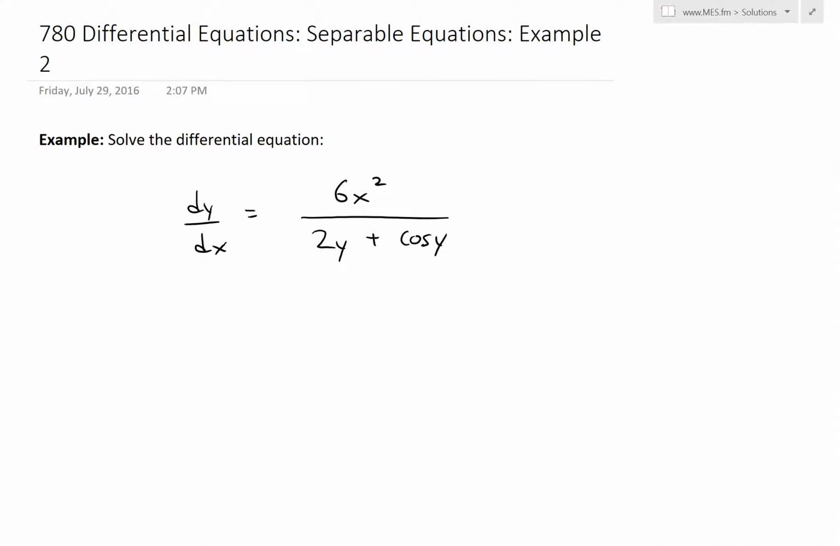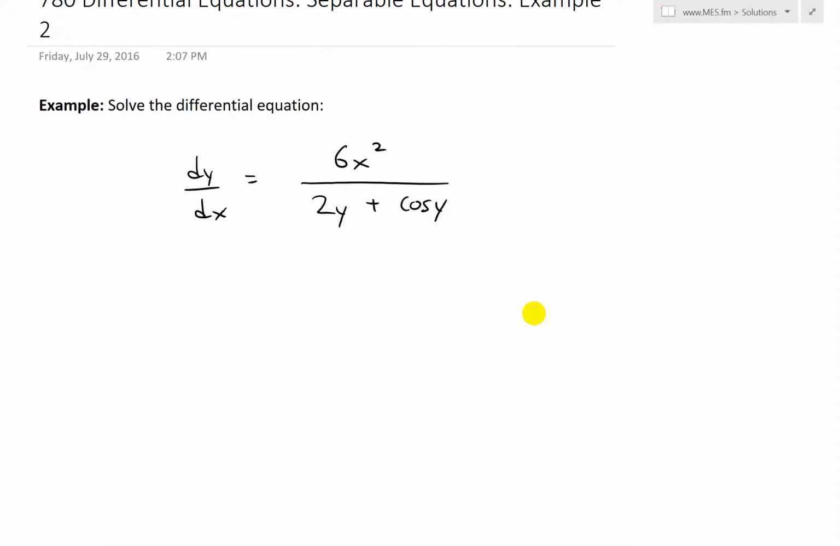Today we'll discuss further into differential equations and look further into separable equations, and go over example 2 of the example series. Let's solve this example, which states: solve the differential equation dy over dx equals 6x squared, all divided by 2y plus cosine y.